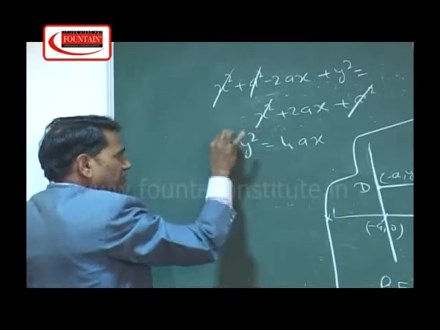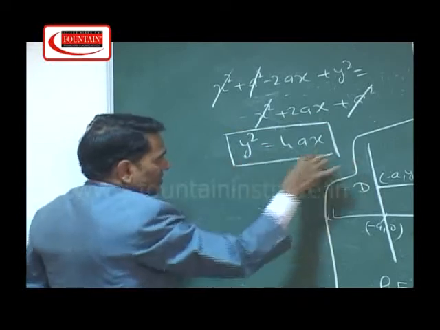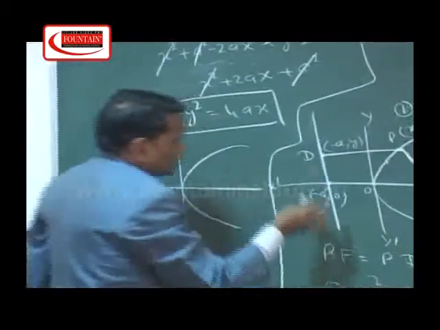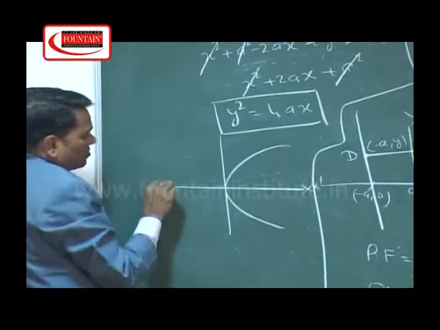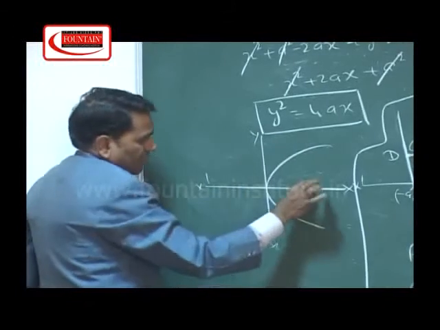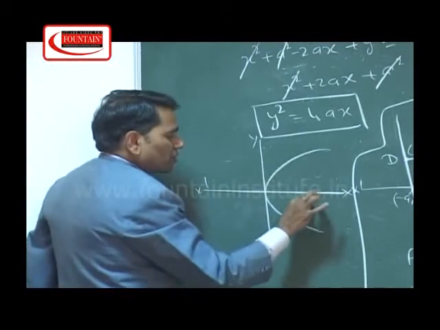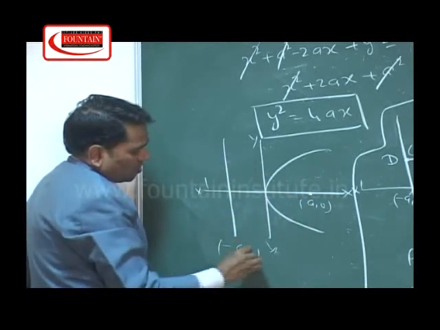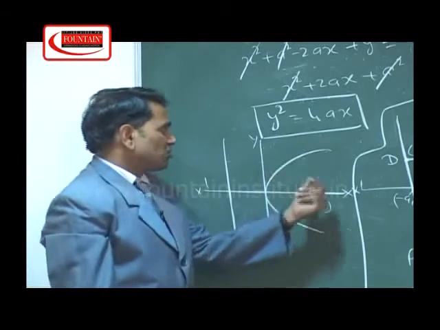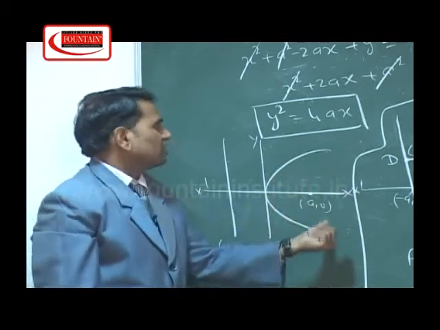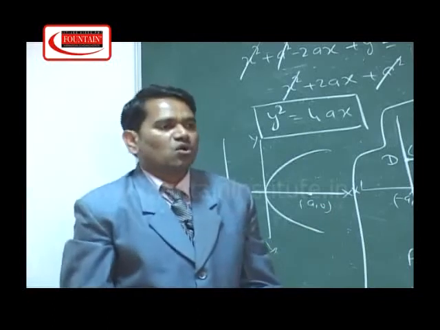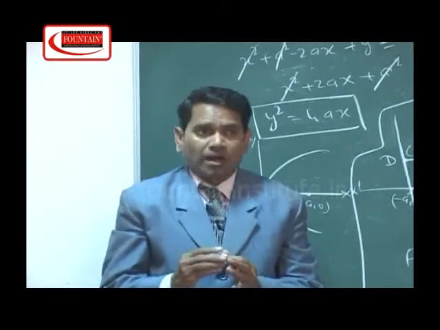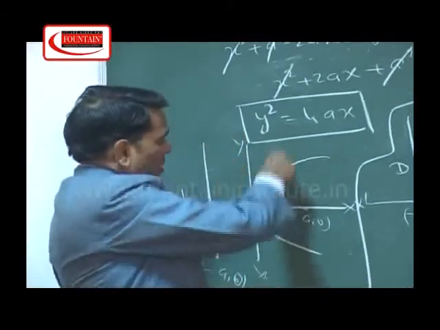So this is the equation of a parabola symmetric along the positive x-axis, as I have drawn here. This parabola is symmetric along positive x, whose focus lies at (a, 0) and whose directrix is x = -a. So the formula is: if the parabola is symmetric along the positive x-axis, then the equation of the parabola is y² = 4ax. In this manner, you can also write the four formulas of parabolas symmetric along positive y, negative x, and negative y.